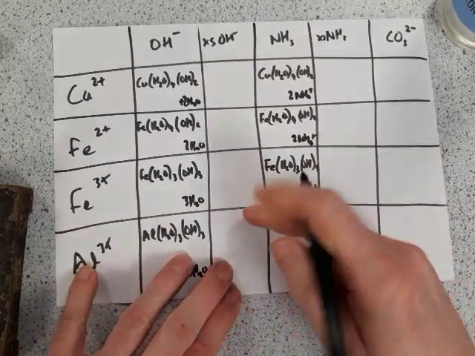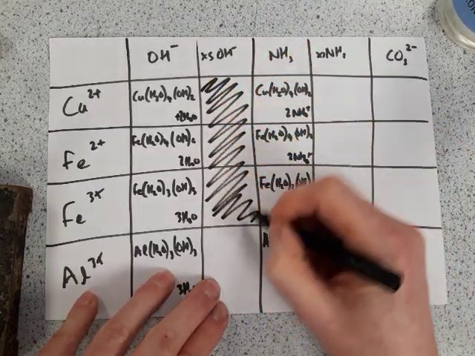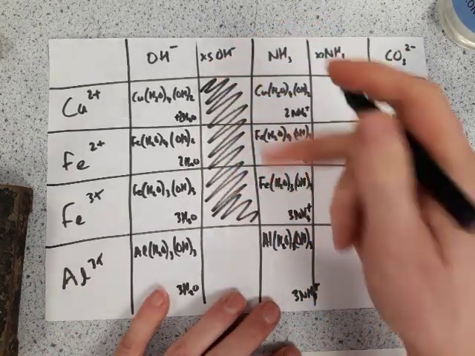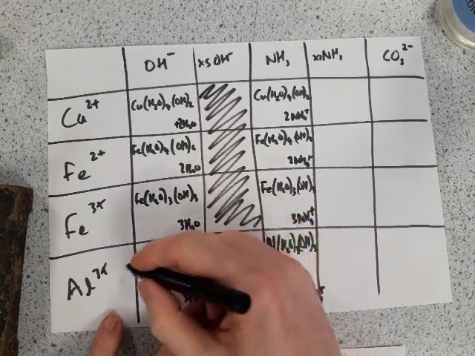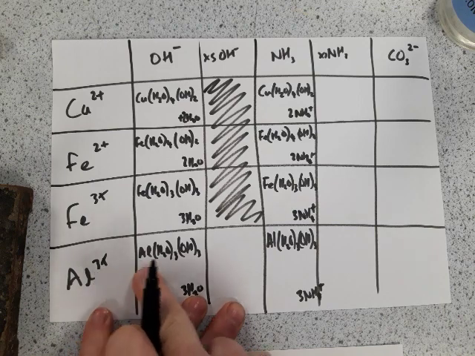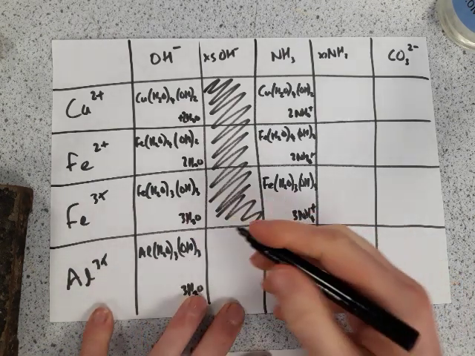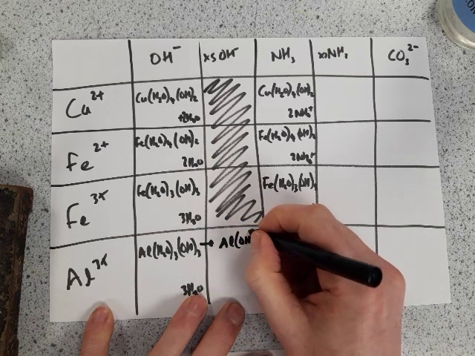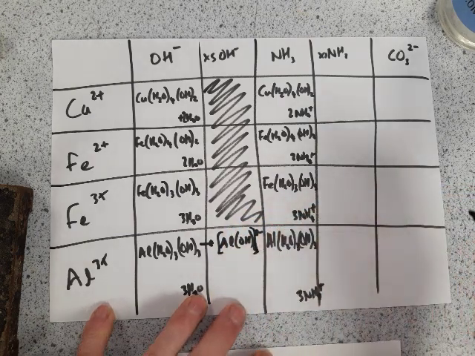Alright, what about this column then? Copper, iron 2+, and iron 3+ do not react with excess OH minus, only aluminium does. And we discussed this in the first video. Aluminium is so acidic, so charge dense, this metal ion, that it weakens the OH bond so much in the water ligands that you can eventually make Al(OH)6 3-. We're going to do all the colours in a minute.